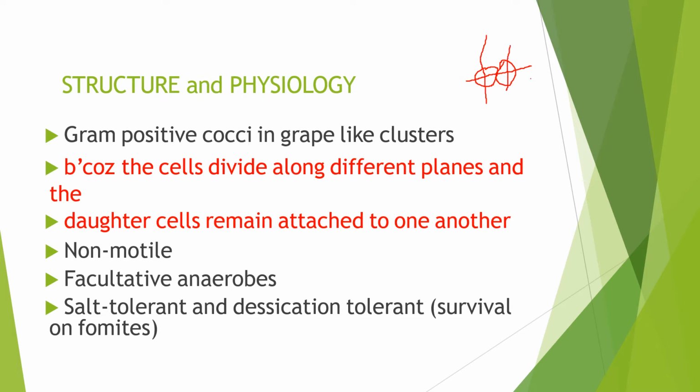Here the result will be like this. They attach, they don't detach. After the division, it doesn't detach. One cell divided into four: one, two, three, four, and it will be like this. It doesn't detach. The next cell also comes like this. So it combines and forms grape-like clusters. I hope this is clear.